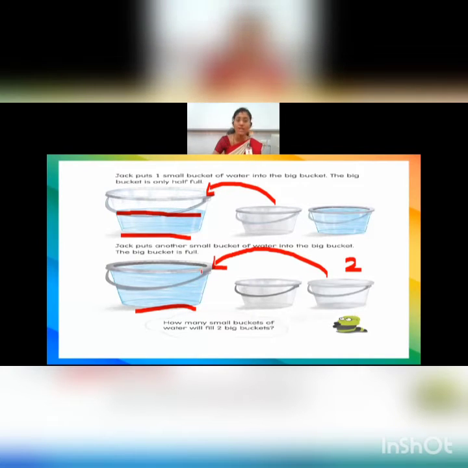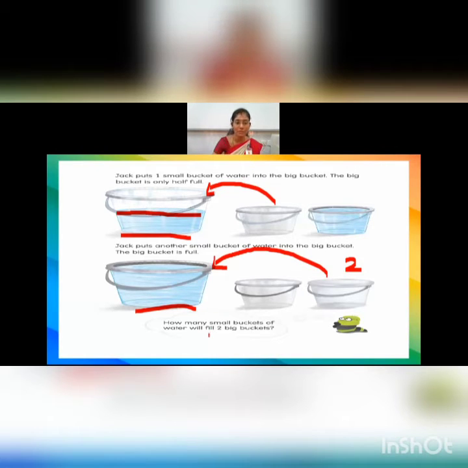So how is the amount of water in the big bucket the same as the amount of water in 2 small buckets? How? Because we know that these 2 buckets fill the one big bucket, isn't it? So the amount of water in one big bucket is the same as the amount of water in 2 buckets. So the capacity of the big bucket is 2 small buckets. Yes? So now tell me, how many small buckets of water will fill 2 big buckets?